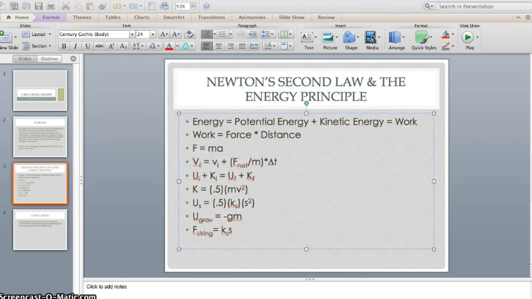Now we can break this down to get final velocity equal to initial velocity plus the net force divided by the mass, times the change in time. We also know that the initial potential energy plus the initial kinetic energy is equal to the final kinetic energy plus the final potential energy. And then we use the following equations to calculate said energies.